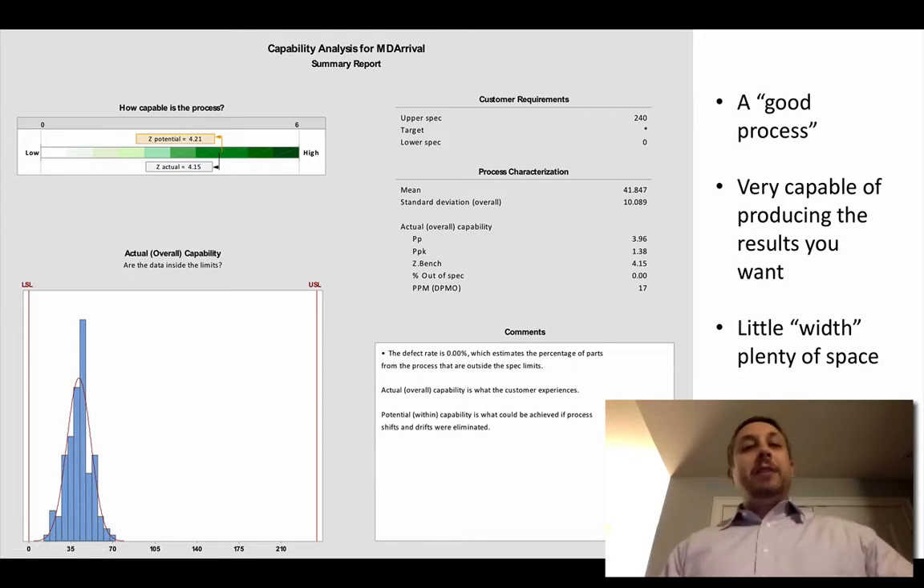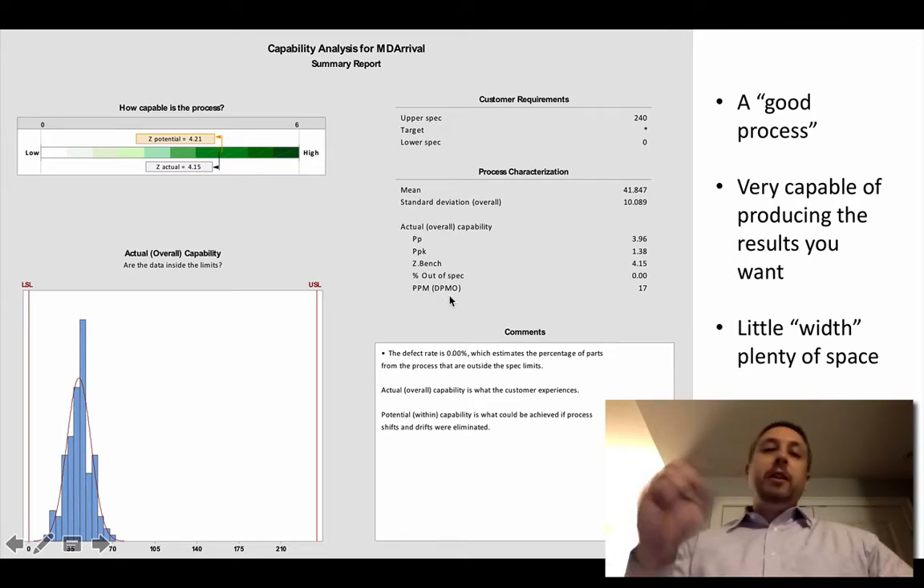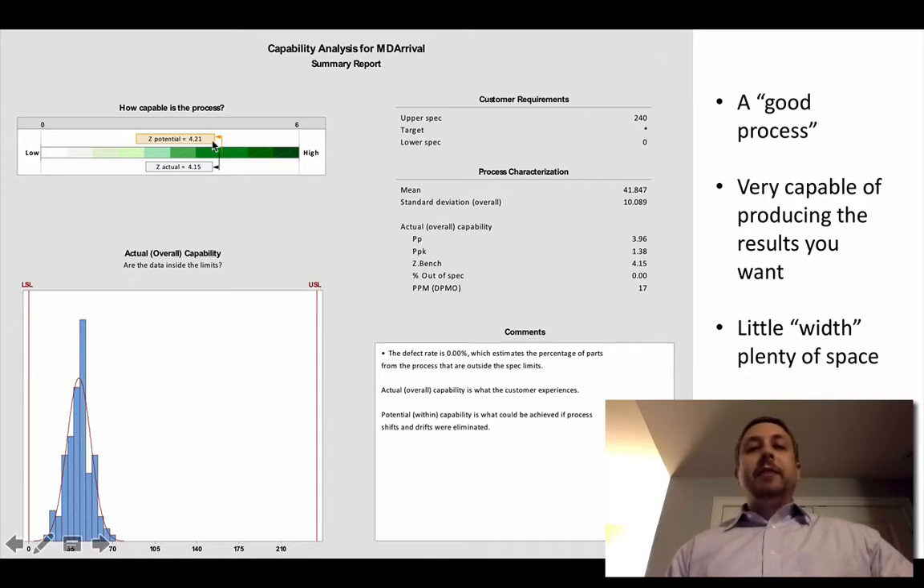And again, Minitab does a nice job of showing you this process is very capable. In short, for 1 million hypothetical patients entering the system, with defects per 1 million opportunities, you'd only have 17 that actually fall above this upper spec limit. That's a good process.